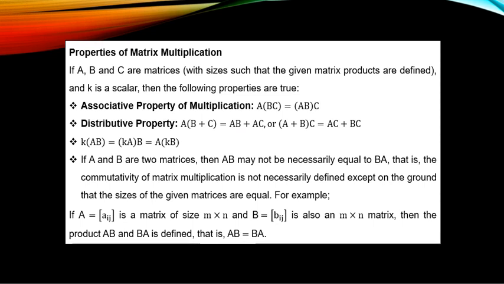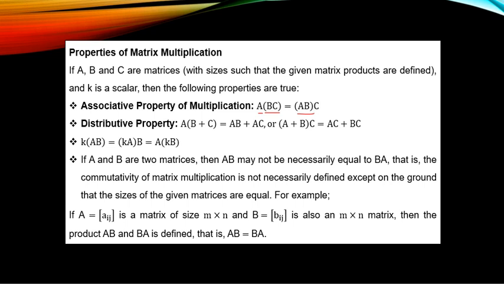Properties of matrix multiplication. If A, B, and C are matrices with sizes such that the given matrix products are defined, so the size helps you to know if you can multiply or not, and K is a scalar, then the following properties are true. One, associative property of multiplication. If you have three matrices, you multiply the second and third together, then multiply it by the first. It's the same thing as multiplying first and second, then multiplying by the third.